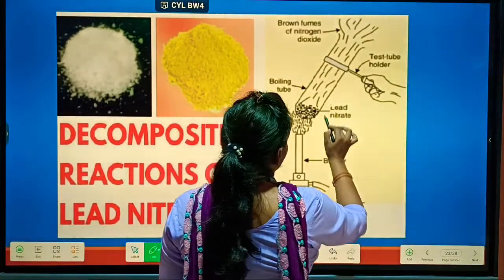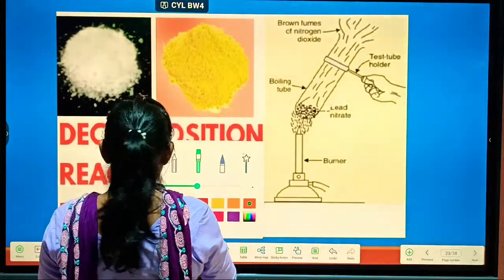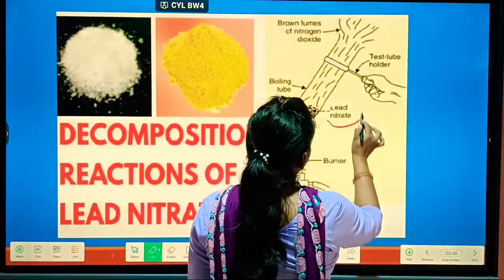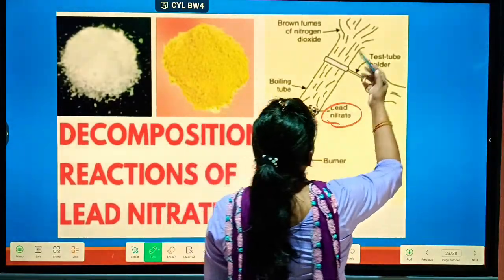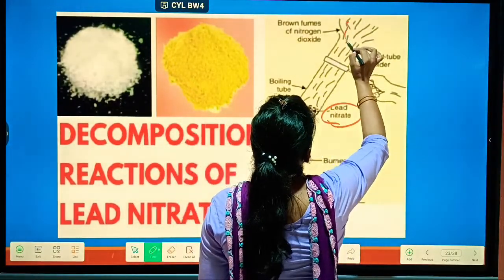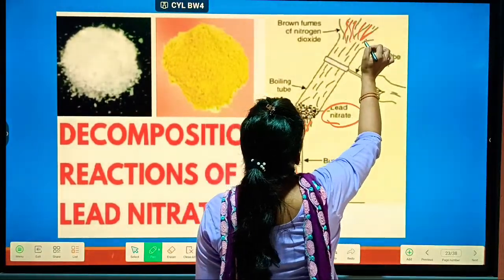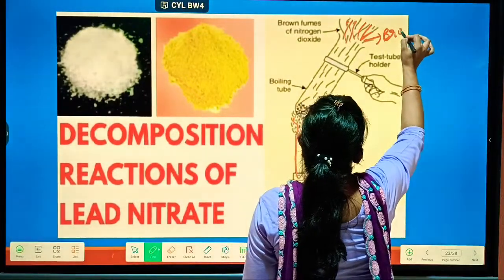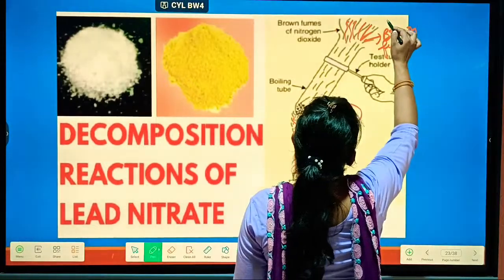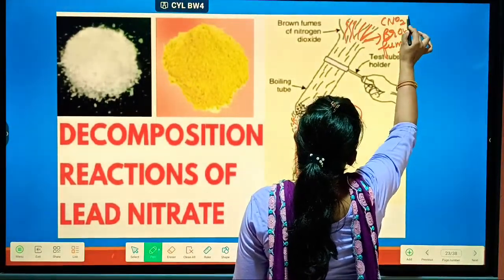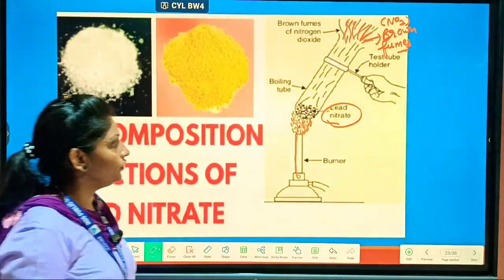Here you are having lead nitrate. If you will heat this, then you will get some brown fumes. These fumes are due to production of NO2. These are due to the formation of NO2. Okay, students.